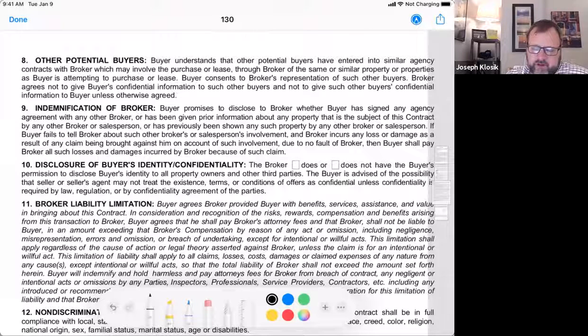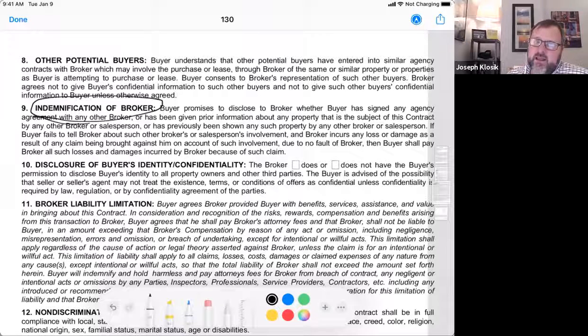Section 9 is another one that basically says that the buyer promises to disclose to the broker whether the buyer has signed any agency agreement with any other broker. So basically this paragraph is saying, Mr. Buyer, you are not under contract with any other buyer agent to be working with them, so there is no conflict.